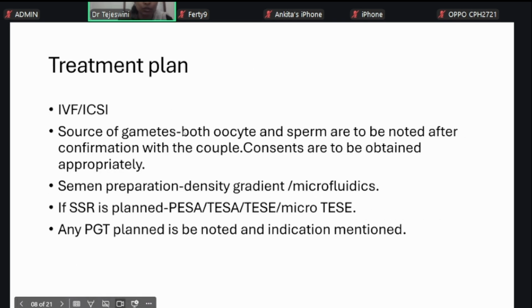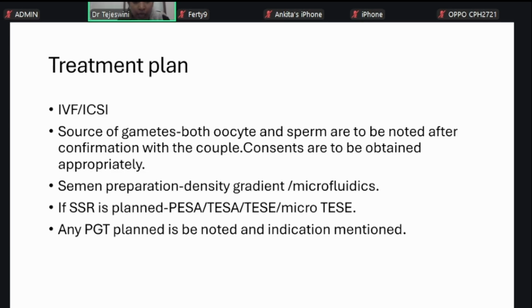So coming to the treatment plan, what exactly are you planning for the couple? Whether it is conventional IVF or an ICSI cycle, and the source of the gametes, both oocyte and sperm, are to be noted after confirmation with the couple, and consents are to be obtained appropriately, especially if it is a case of donor gametes. Semen preparation method has to be made a note of once the stimulation starts, whether it is density gradient method or microfluidics, which is used for semen preparation.